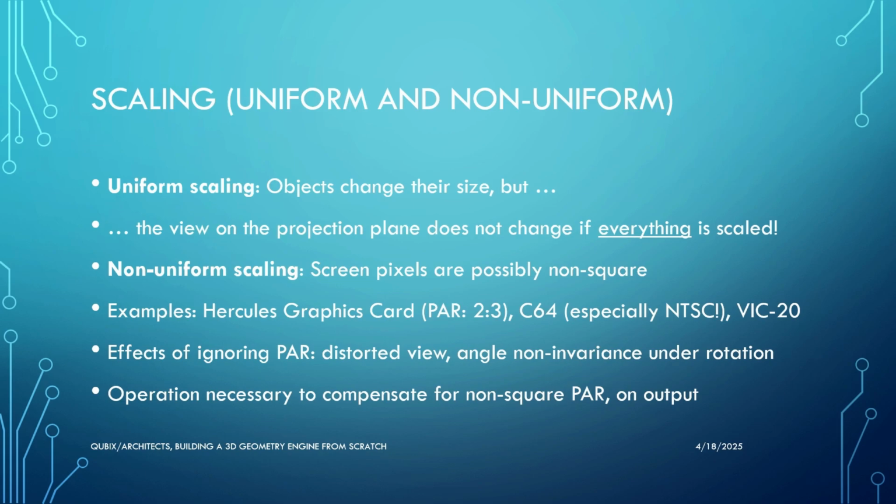And if you ignore that, you can't do good graphics. Especially, you can't do good vector graphics, because the view is distorted, and when you rotate objects, their angle changes. So you need the scale operation to compensate for any non-square pixel aspect ratio.